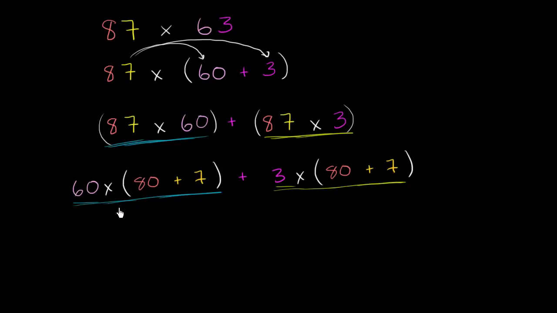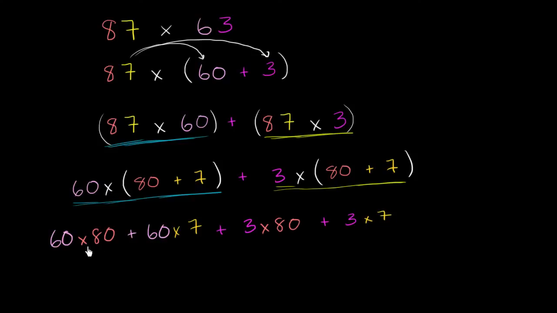But look, we can distribute again. We can distribute the 60 times 80 plus 7. So this is going to be 60 times 80 plus 60 times 7, plus 3 times 80 plus 3 times 7. Color changing is hard.